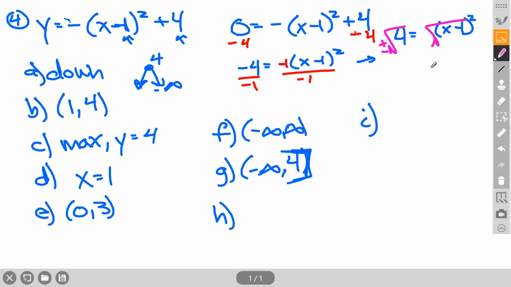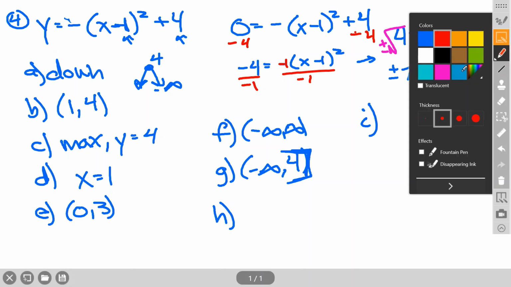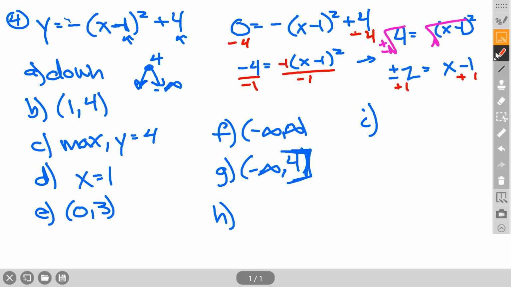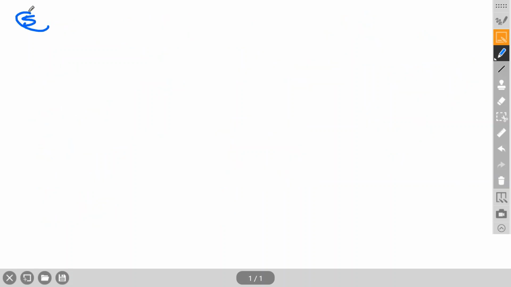Don't forget plus or minus. So this becomes plus or minus 2, and the right side is x minus 1. So I'll add 1. So my solutions are x is equal to 1 plus or minus 2. So my solutions, 1 plus 2, which is 3, and 1 minus 2, which is negative 1. So those are my x-intercepts, those are my solutions, those are my roots, those are my zeros. All right, and I did that using the square root method. That's number 4.